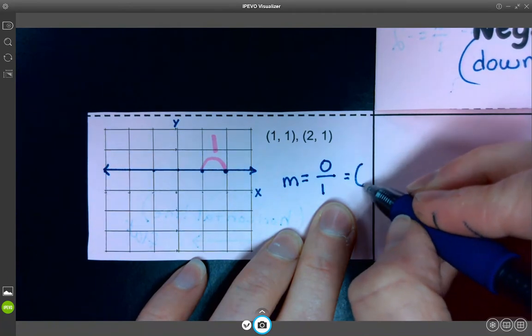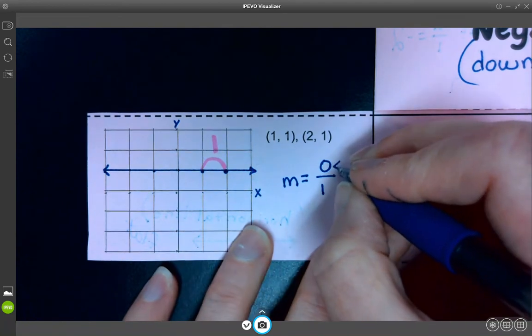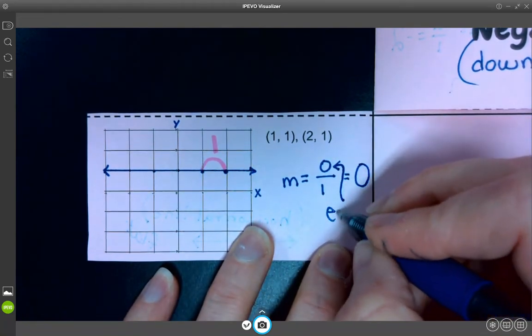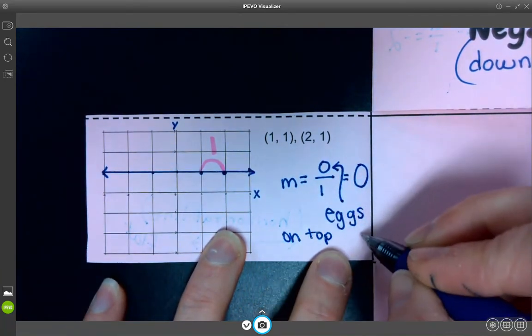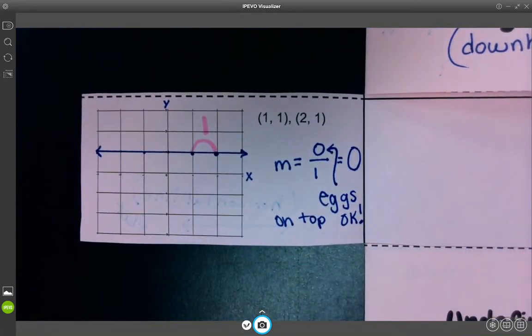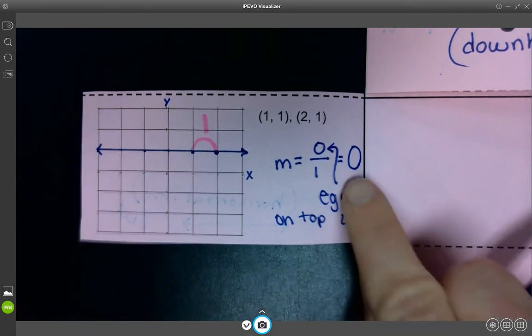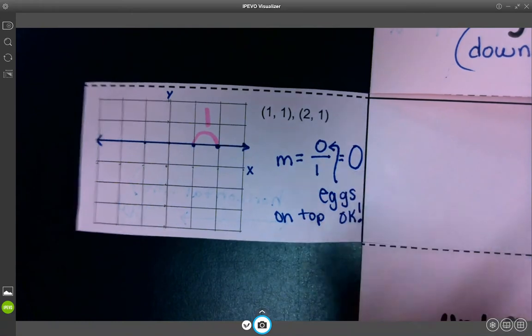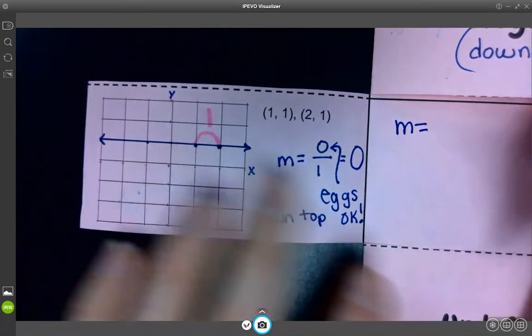0 over 1, 0. Y'all remember the analogy yesterday? We talked about eggs in a basket at Walmart. Eggs on top are okay. That's where you want the eggs to go whenever you buy eggs at Walmart and you're going shopping. You put it on the top. You don't put it on the bottom. It'll get crushed. So eggs on top, eggs will be okay. So it equals 0. They're going to stay looking like an egg. 0. Okay, so that's a 0 slope, horizontal line.